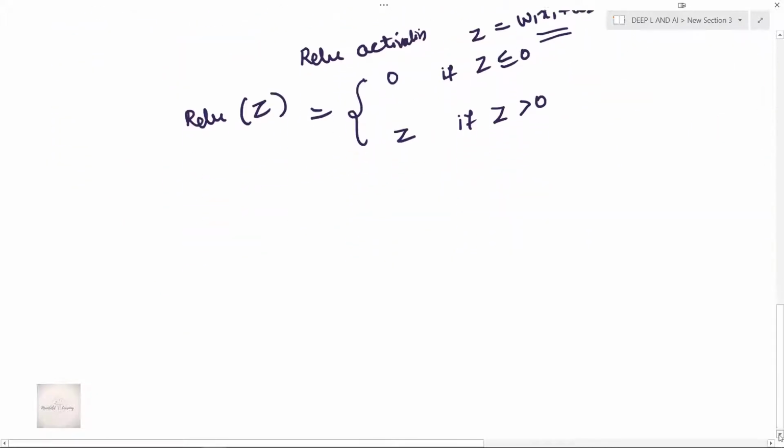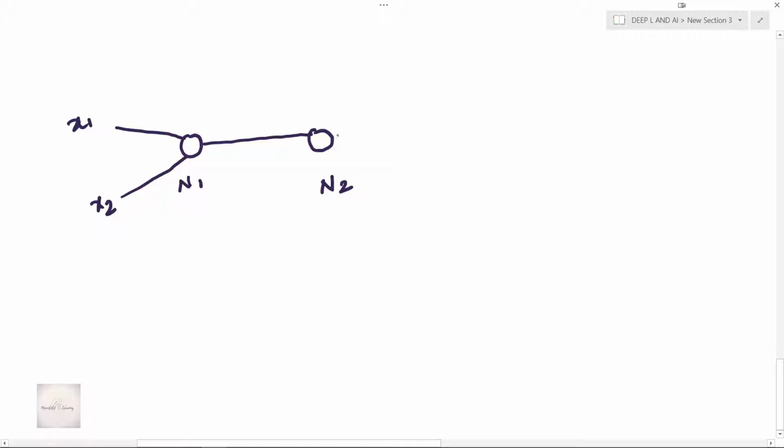So let's say I have two neurons like this. I have a neuron which I'll call N1, and this N1 is connected to another neuron, N2. Just like before, I'll have two inputs for my neuron N1, X1 and X2, and this N1 is connected to the N2 neuron, and finally the output will be predicted from my N2 neuron. I'll call this Y hat, which is nothing but the output.